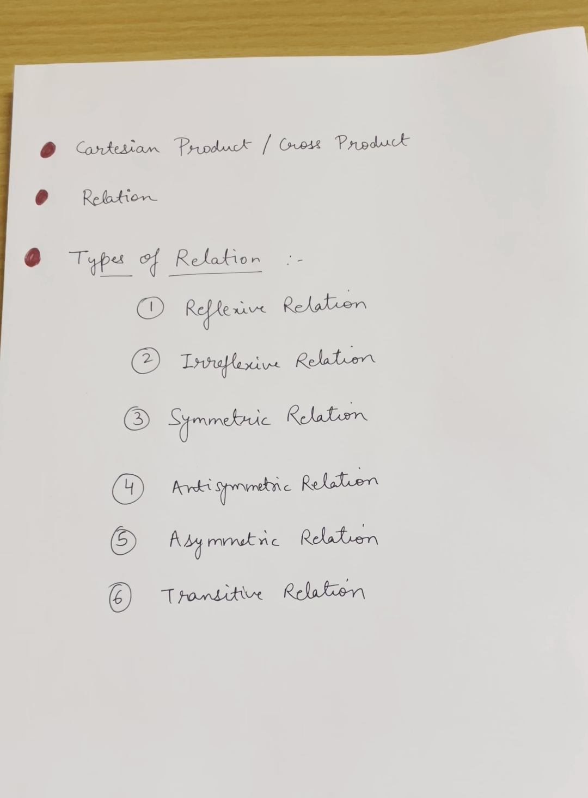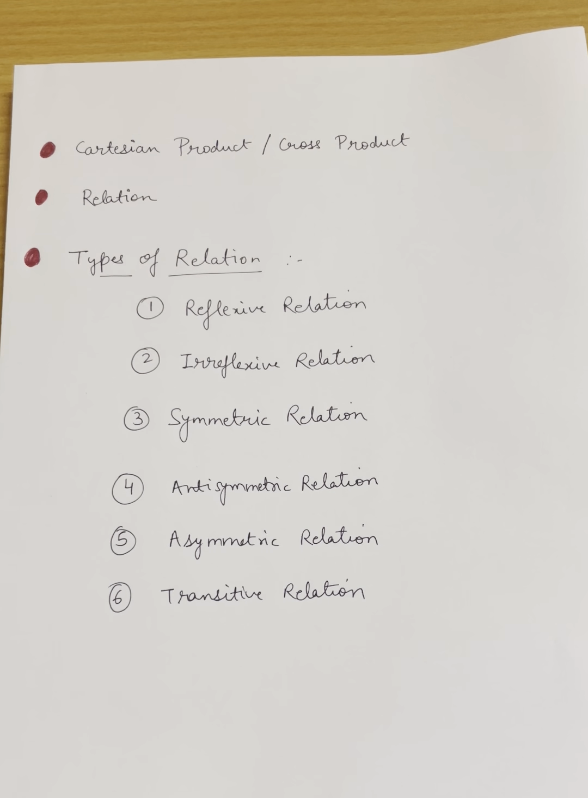Why first one? Because we need to talk about relation, right? Then why do we need to talk about Cartesian product? What is the use of Cartesian product in a relation? Basically, before understanding what a relation is, it's important to know what a Cartesian product or cross product is, or how to do a cross product.